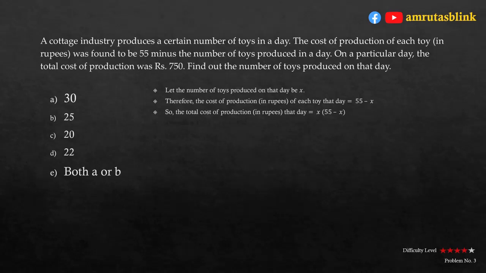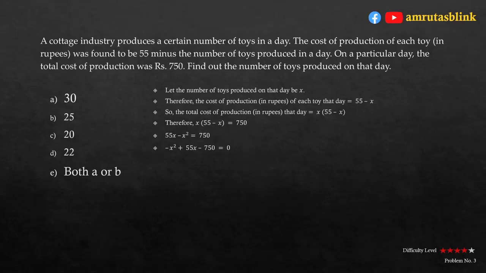Then we need to calculate the total cost. So total cost will be total number of toys produced into cost per toy, that is X into 55 minus X. And it is given that this cost is nothing but 750. Hence, X into 55 minus X is equal to 750. So we need to solve this equation. So 55 into X is 55X minus X square is equal to 750. So minus X square plus 55X minus 750 is equal to 0.